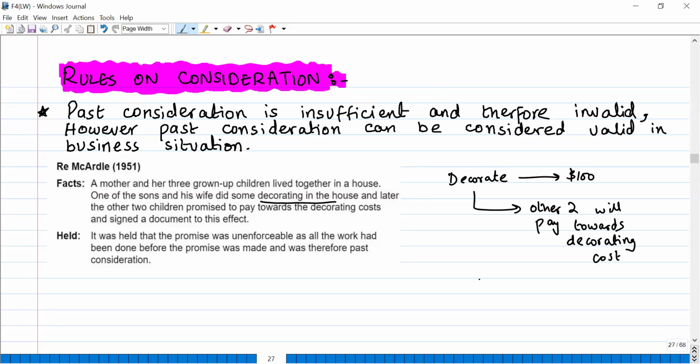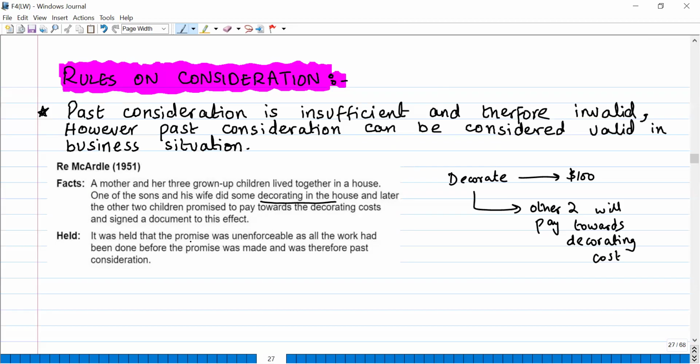Now the thing was, the other two, who promised that we will pay our share of the decorating cost, refused to pay it. And then the son and his wife sued them. They put a claim on them that they have to pay the decoration cost. What did the judge say?